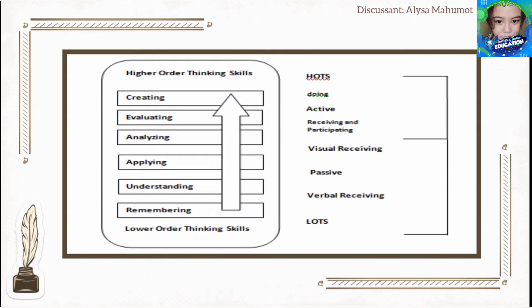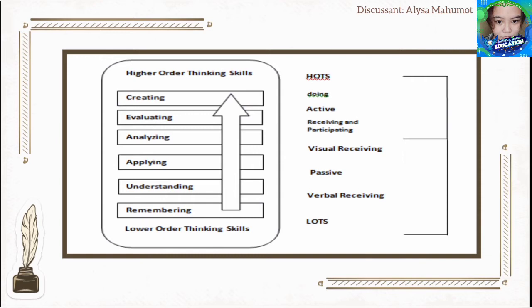Next one is analyzing, which means to separate materials or concepts into component parts so that the organization is clear. Examples of keywords are breakdown, compares, contrast, diagrams, differentiates, discriminates, identifies, infers, outlines, relates, selects, and separates.